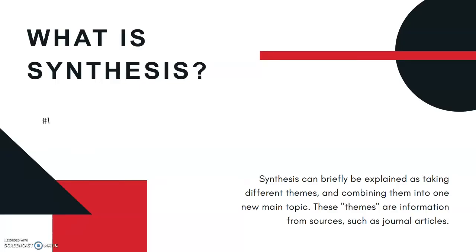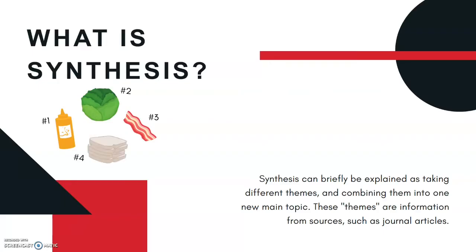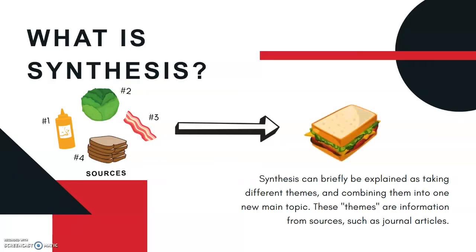Think of a sandwich. A sandwich requires multiple condiments, meat, cheese, and so on to build into what it will become. These aspects of a sandwich, when separated, are the sources or articles you have gathered. Each source may be a little bit different in subject matter, but when combined, they will all create one main theme, aka the sandwich, otherwise known as the synthesis.